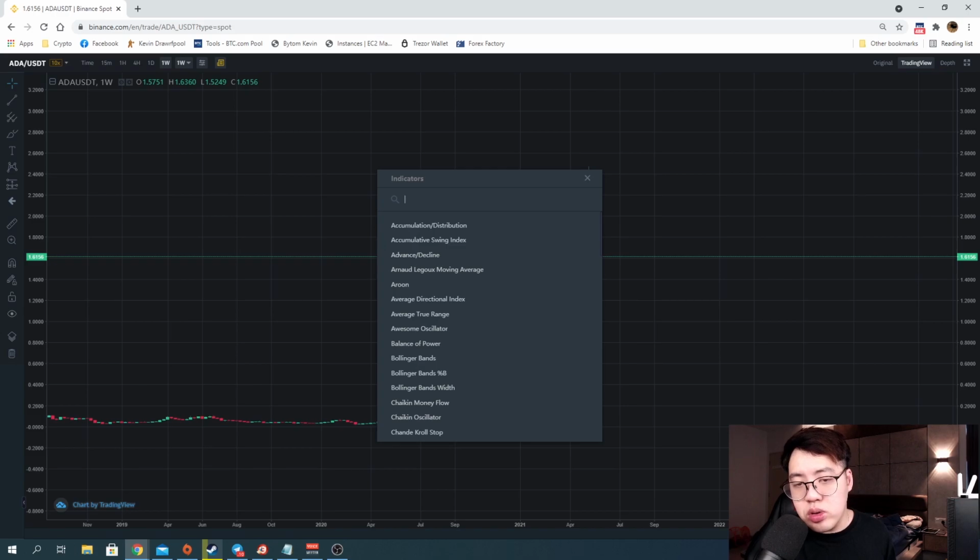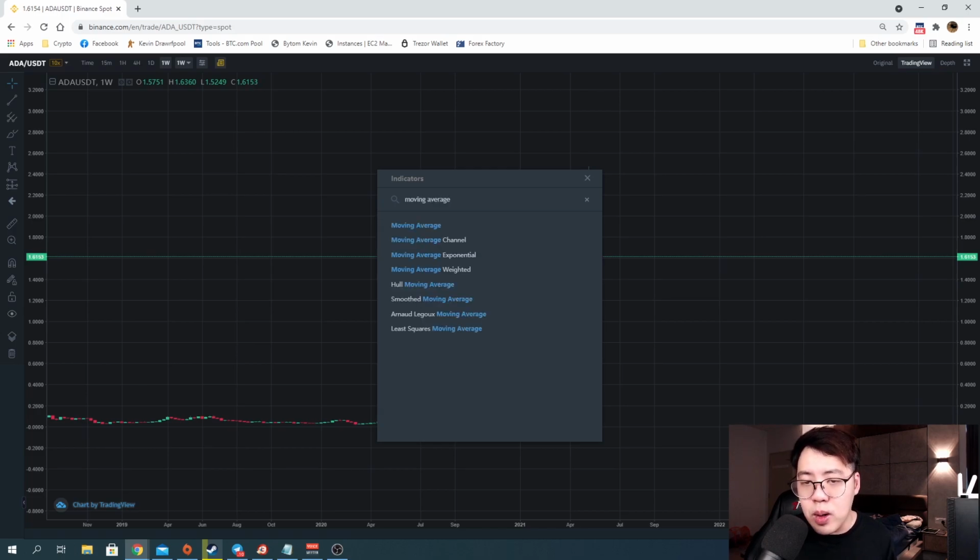Sometimes I also use Ichimoku, but for this episode I will use moving average, because moving average is the easiest and most simple indicator that you can use to analyze the market. So once you have searched up the moving average, you just click on it and it will pop up on your left side.